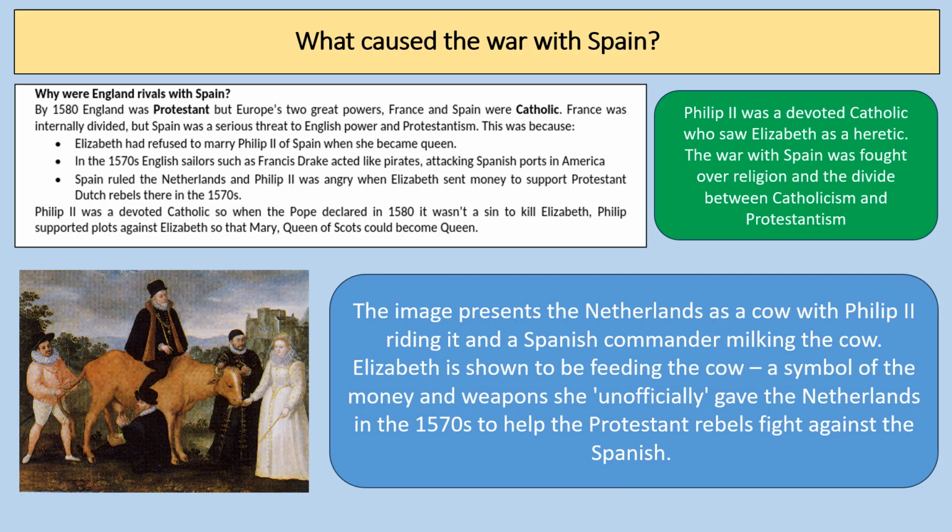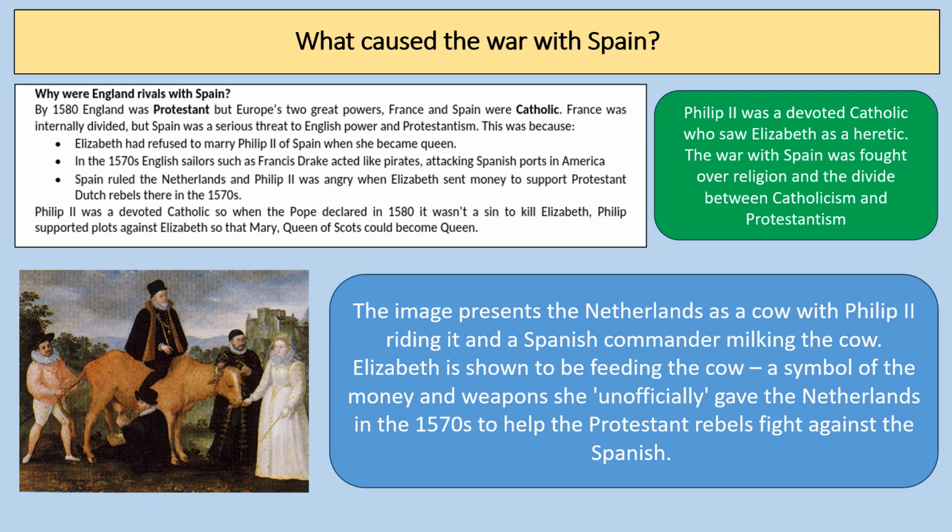So what caused the war with Spain? Well, by 1580, England was Protestant, but Europe's two great powers, France and Spain, were Catholic. Now, France was internally divided, but Spain was a serious threat to English power and the Protestant religion. This is because Elizabeth refused to marry Philip II of Spain when she became queen. In the 1570s, English sailors like Francis Drake acted like pirates, attacking Spanish ports in America. The Spanish referred to Francis Drake as El Draque, the dragon.